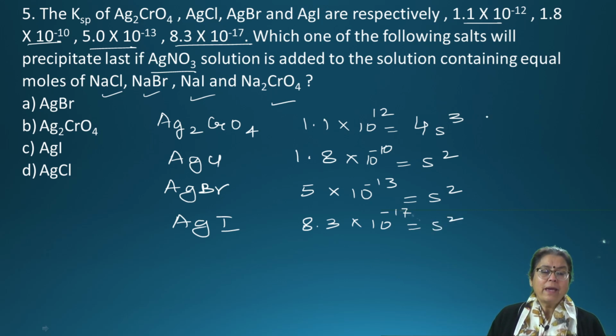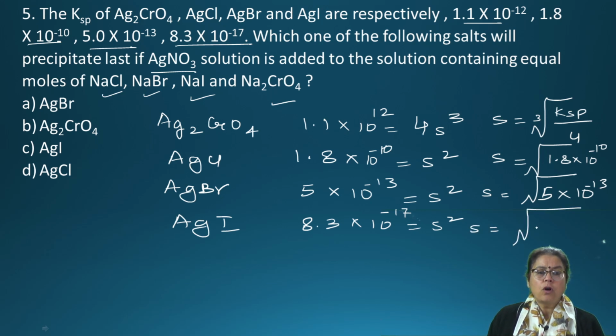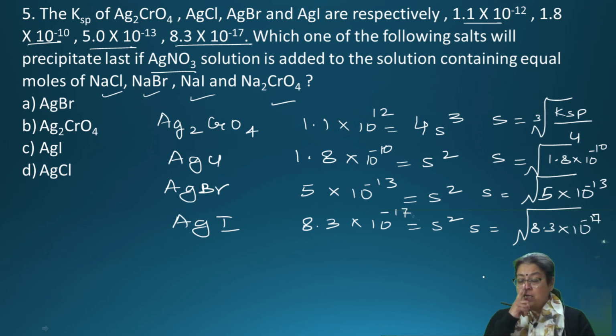ठीक है. So यहाँ पे s की वैल्यू आप फाइंड करो, s that will be equal to cube root of KSP upon 4. ठीक है. यहाँ पे solubility आ जाएगी under root of 1.8 into 10 raised to power minus 10. उसी तरह से यहाँ पे भी solubility आ जाएगी under root of 5 into 10 raised to power minus 13 और यहाँ पे solubility आ जाएगी under root of 8.3 into 10 raised to power minus 17. So ये हमारे पास solubilities जो है वो आ गई.